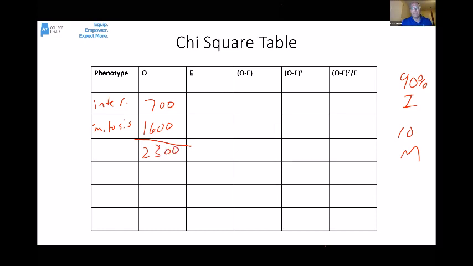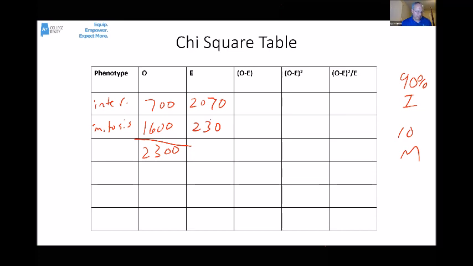Multiply 2300 by 90%, 0.9. And that gives us 2070. All right. Multiply 2300 by 10%, which hopefully you don't really need a calculator to do, to get 230. So just by looking at the data, what can we probably already conclude without even doing the math? There's a huge difference. It looks really big. But let's go ahead and do the math.